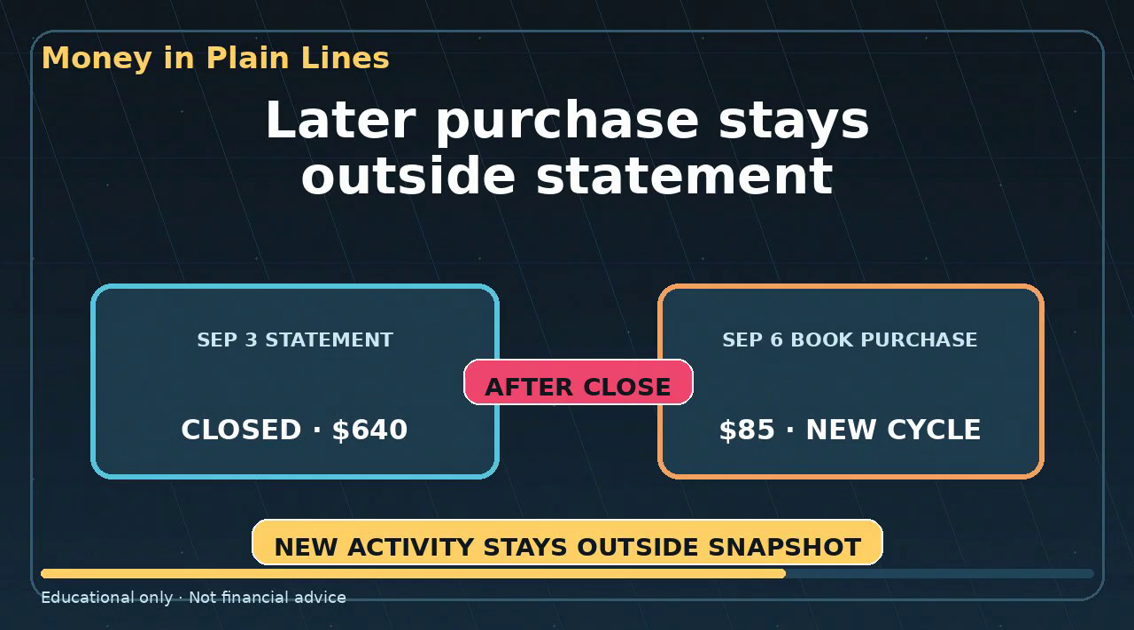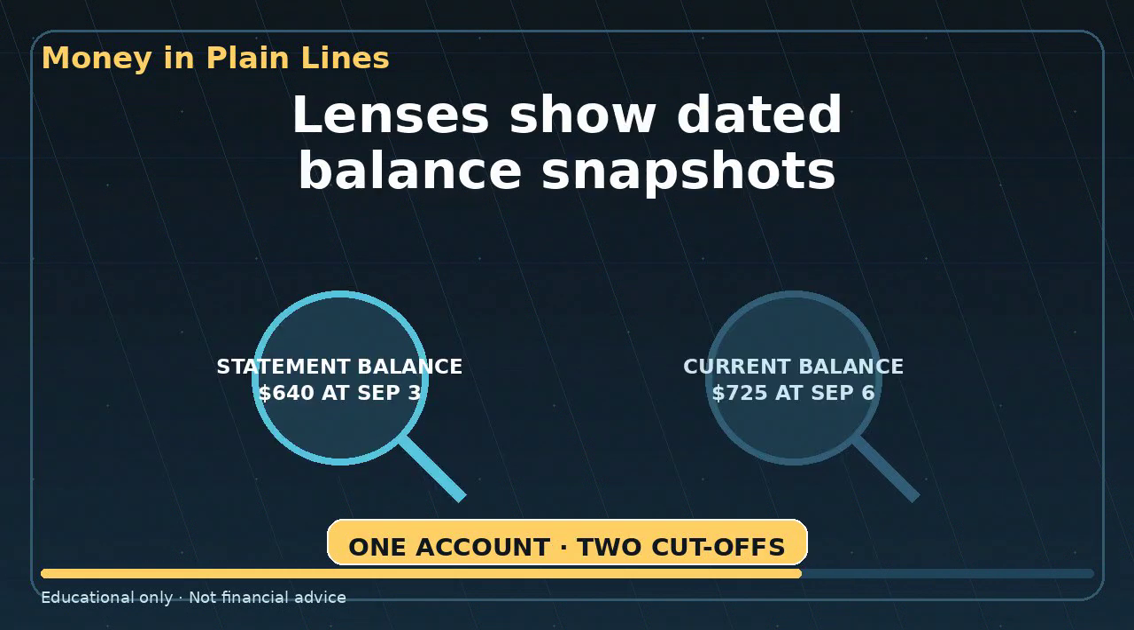The statement snapshot also preserves its internal arithmetic. $420 plus $220 equals $640 at close. It does not include the later $85 purchase, so adding that purchase directly onto the old page would change the historical snapshot rather than explain the live account.